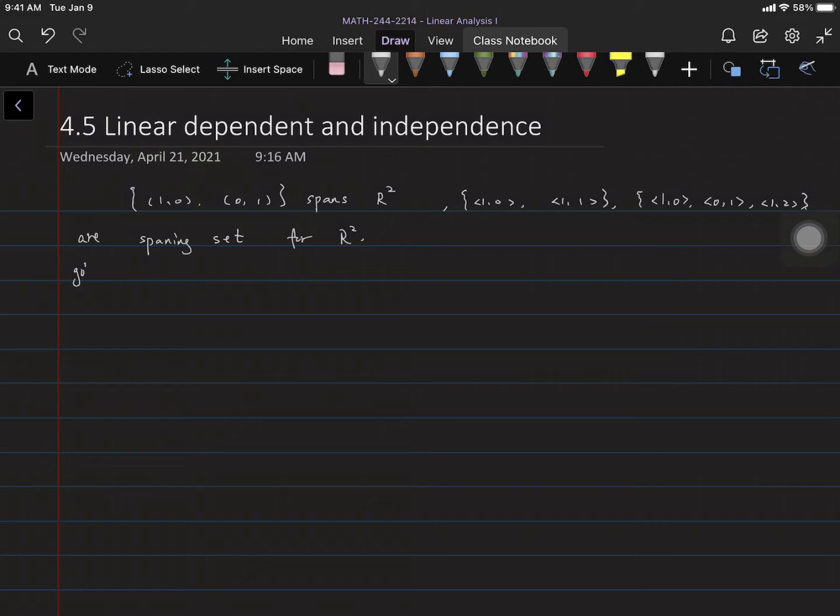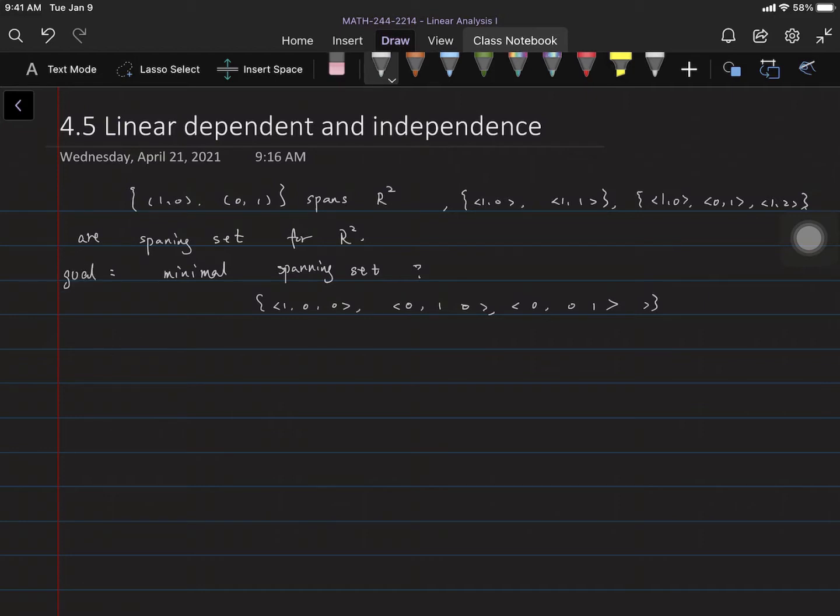So our goal for this section, we want to find the easiest spanning set, the one that has the smallest number of vectors. So let's see, we want to minimize the spanning set. For example, for R3, we want to have only 3 vectors. The numbers in each vector can be different, but it has 3 vectors. We don't want to have 4 vectors because that's not the easiest spanning set. Okay, so this is our goal for this section.